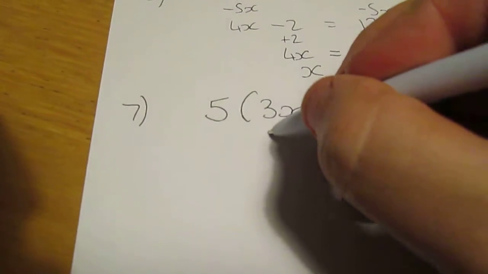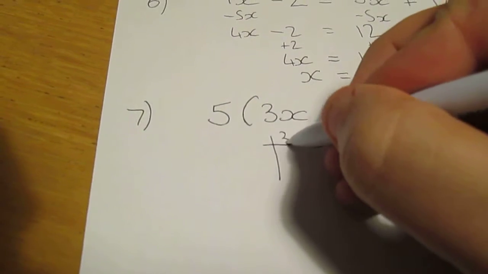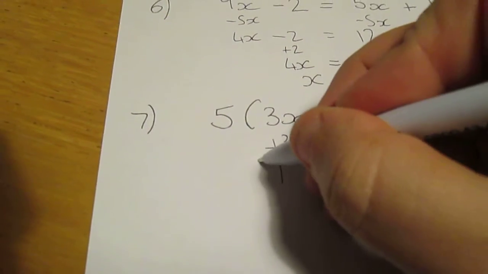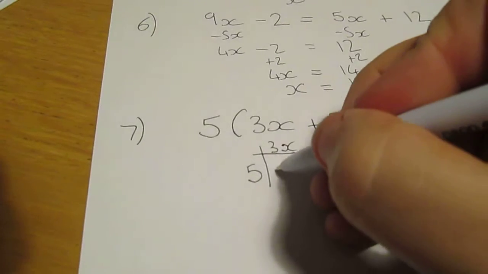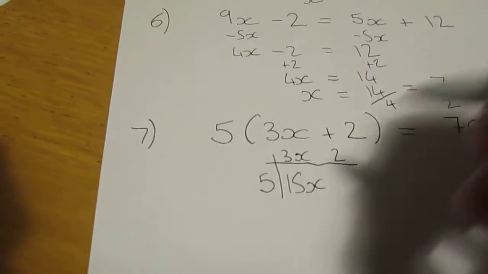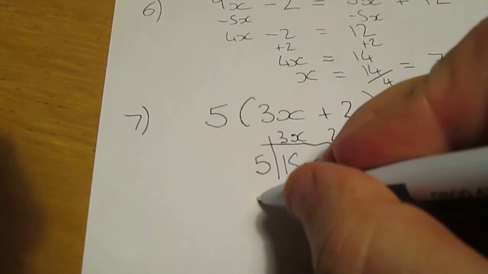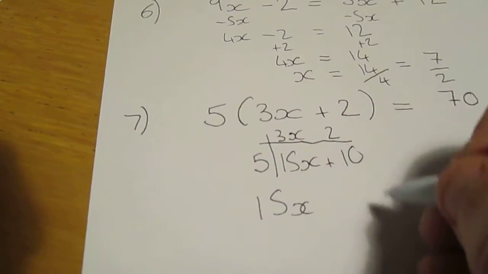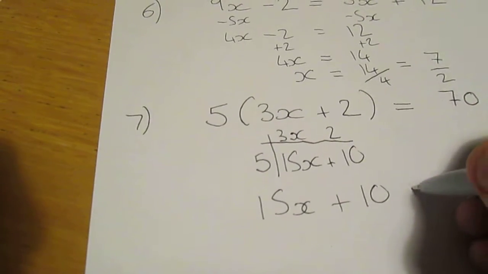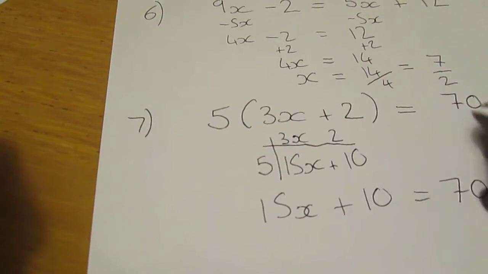So the first thing we do is I always draw the grid out to expand that bracket. Okay, so we've got 5 times 3x is 15 lots of x. 5 times 2 becomes 10. So my new equation is 15x add 10 equals 70.